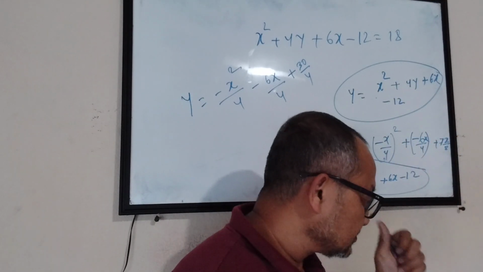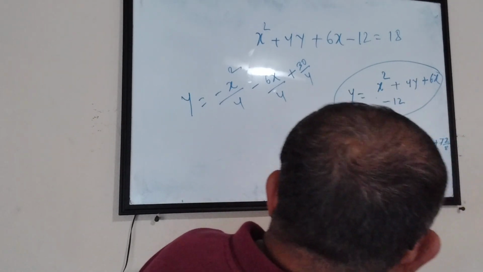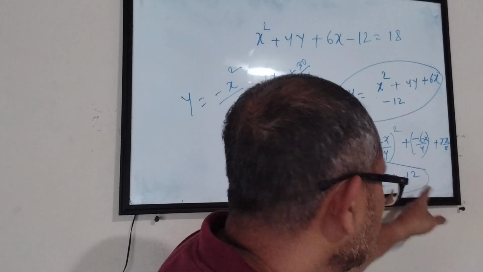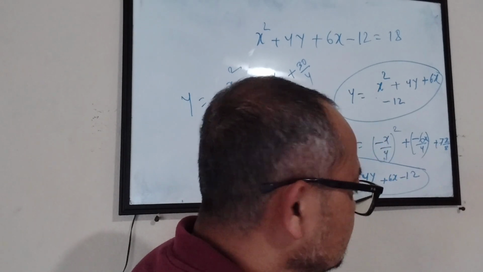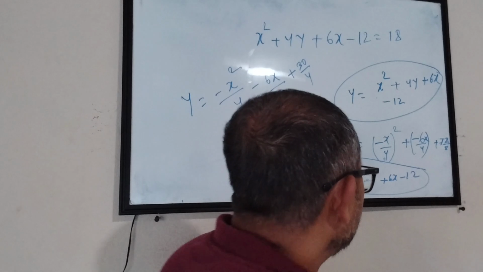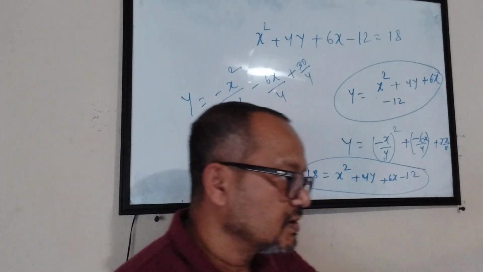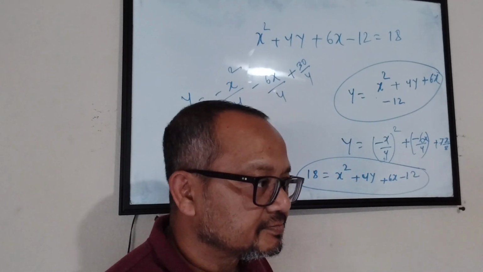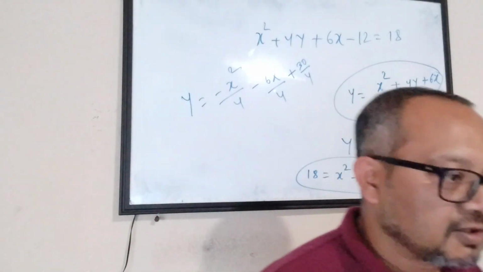18 is equal to x squared plus 4x plus x, 6x minus 12. Okay. What did you get? I'm still doing it and I'm confused. Still doing it? Okay.